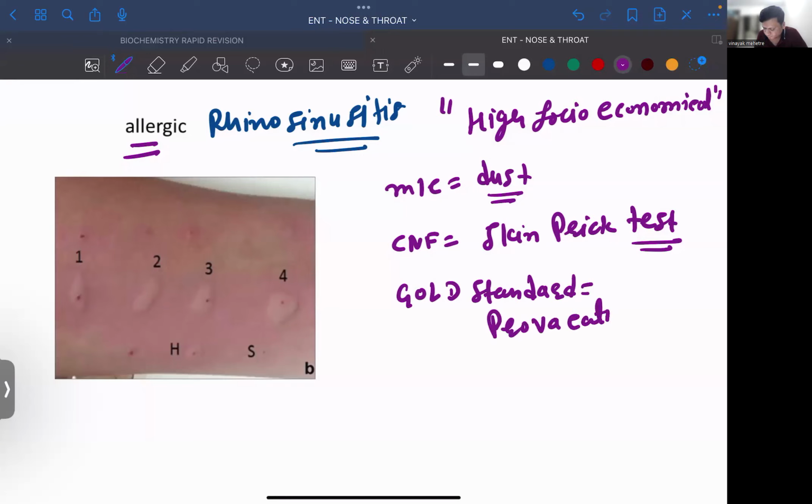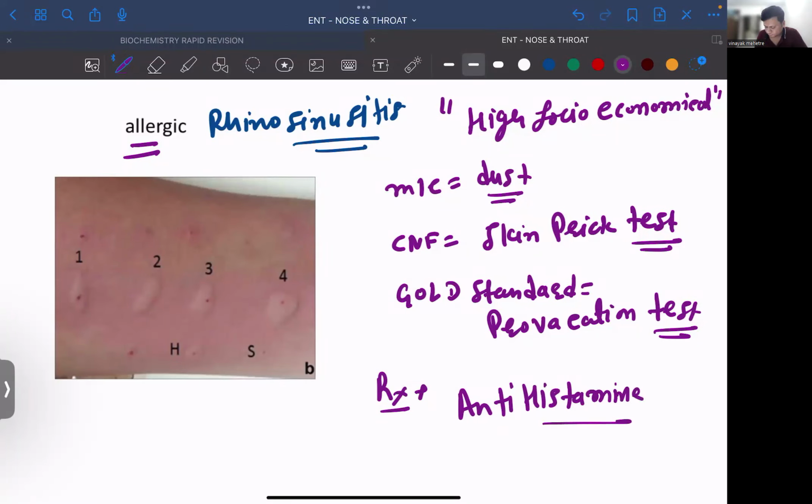That is called provocation test. Directly हम किसको provocate कर रहे हैं? We are going to provoke the nose. That is called provocation test. Treatment क्या होंगे? Allergic reaction. What do we give? We give antihistamine. Right? Next.